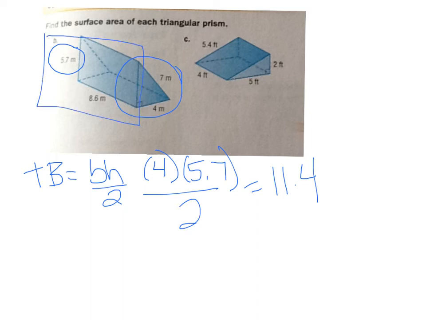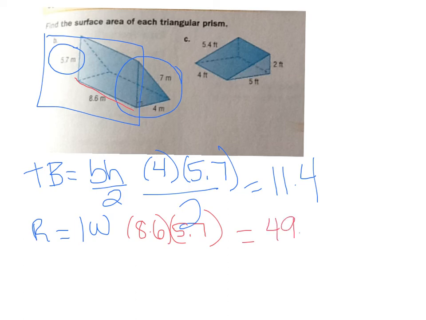Then I'm looking at my rectangle. My rectangle is length times width. Well, my length is 8.6 and my width is 5.7. So when I multiply 8.6 times 5.7, I should get 49.02.